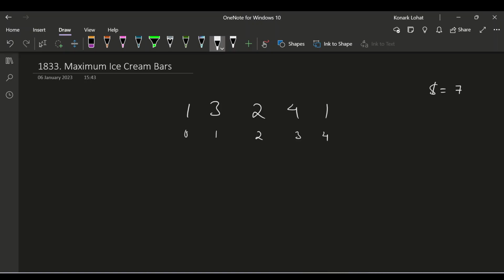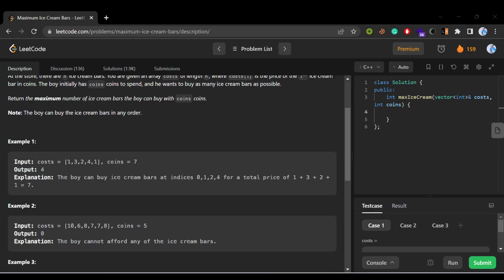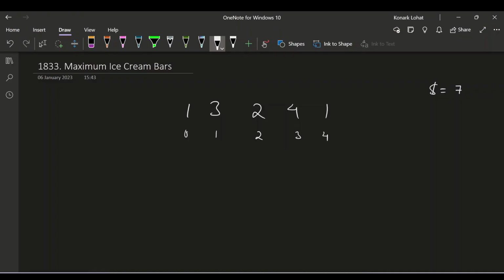So now you will make a choice: should I buy this one or not? And this is a very basic intuition that you must have. If you buy all those ice creams which have lower price, in that way you will be buying the maximum number of ice creams, right? So what is the proof for that?